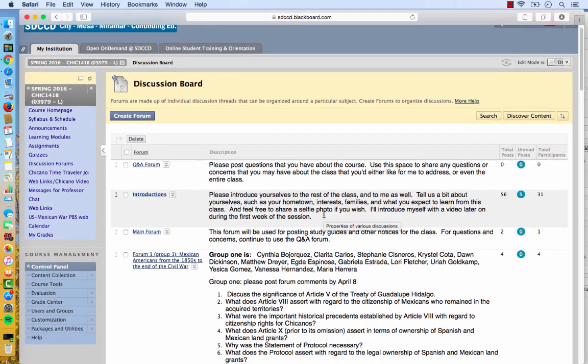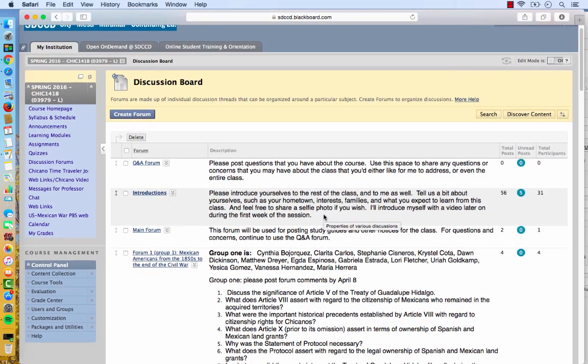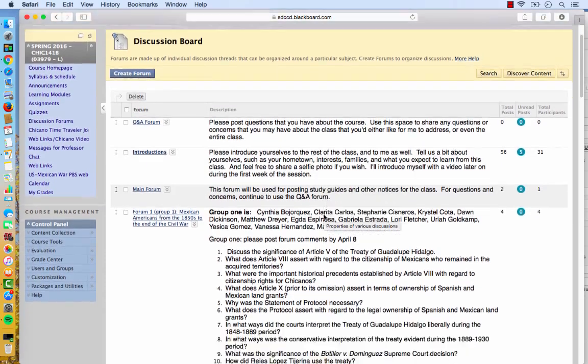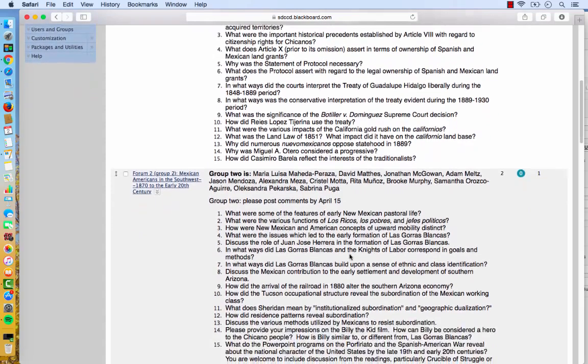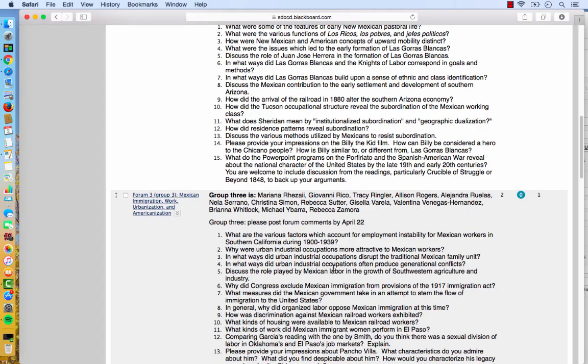Everybody that's in group one is from last names from B through H. So that's Cynthia to Maria, and then in group two we have people from M to P. So Maria Luisa to Sabrina. And then in group three, we have people with last names from R to Z. So Mariana to Rebecca. Those are the groups that you're in. And for those of you who added the class a little late, I think there were about three, maybe four of you who added the class late, and you're not in groups right now. Please let me know as soon as possible. I'll make sure that you're placed into your proper group designation.